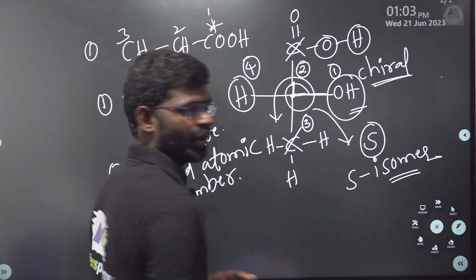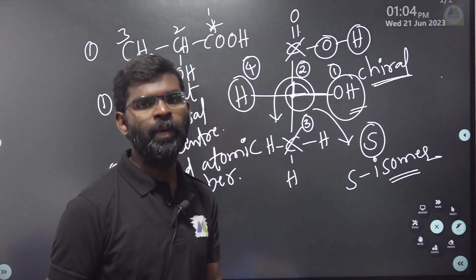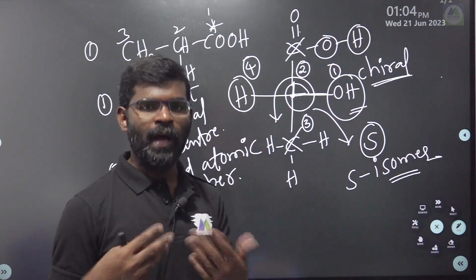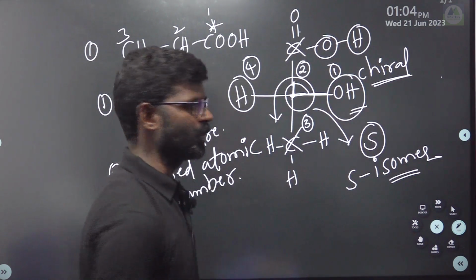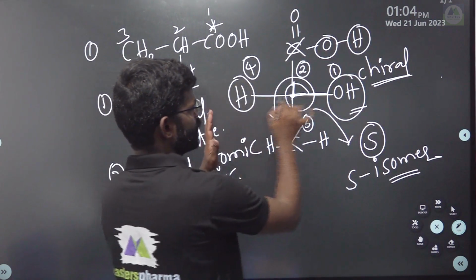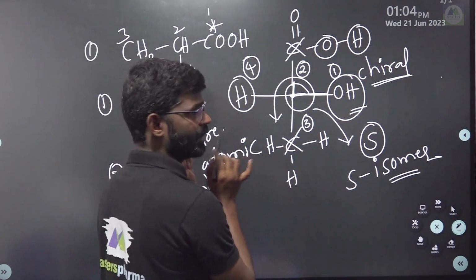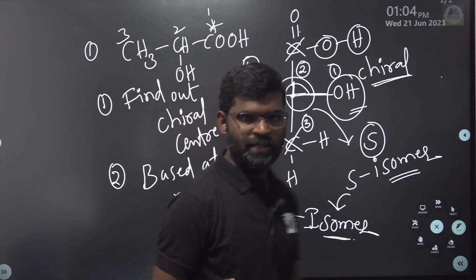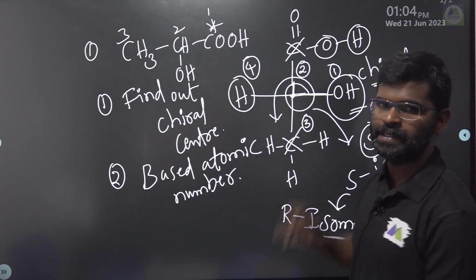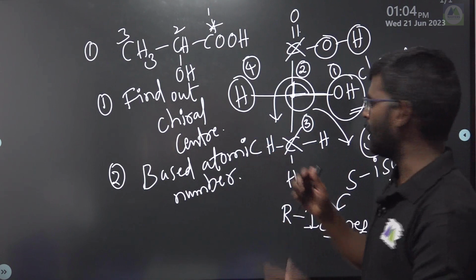Then the last point is, if the least priority group is on the horizontal line, we can change the configuration from one position to another, or from one isomer to another isomer. Search where the least priority group is, that is hydrogen, which is on the horizontal line, not on the vertical line. So on the horizontal line there is the least priority. Then another representation. There are 5 types of representations in stereochemistry. So the first type is the Fischer projection.